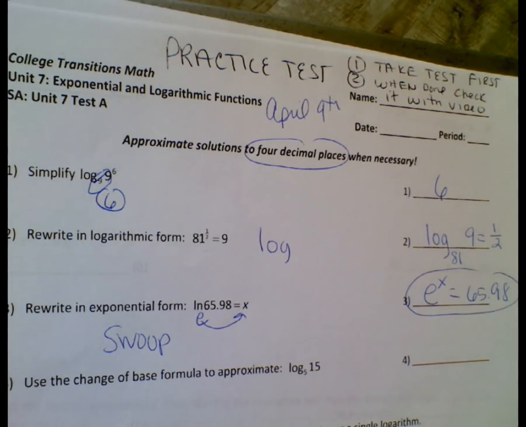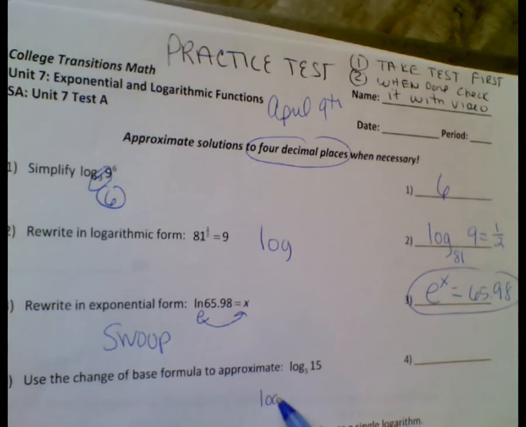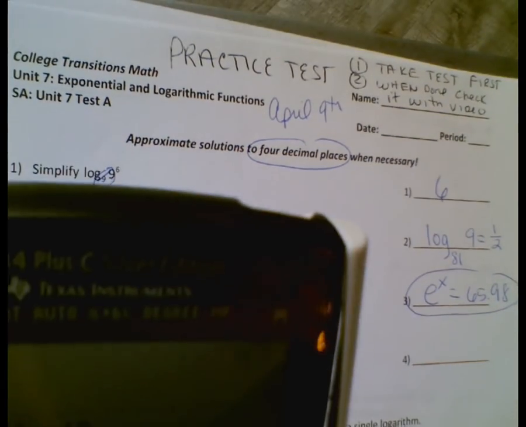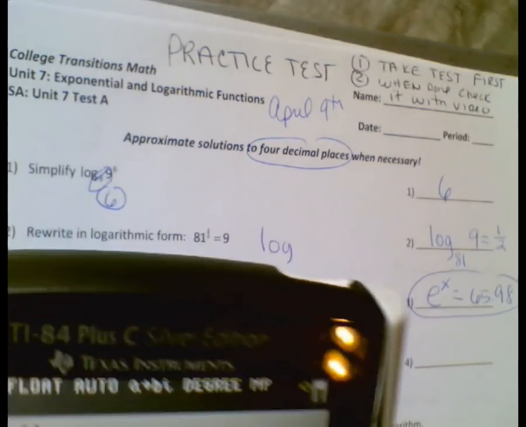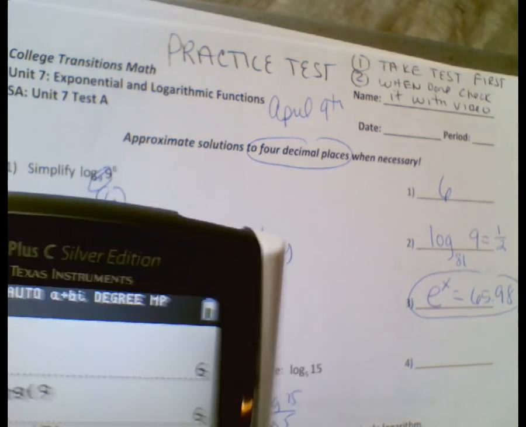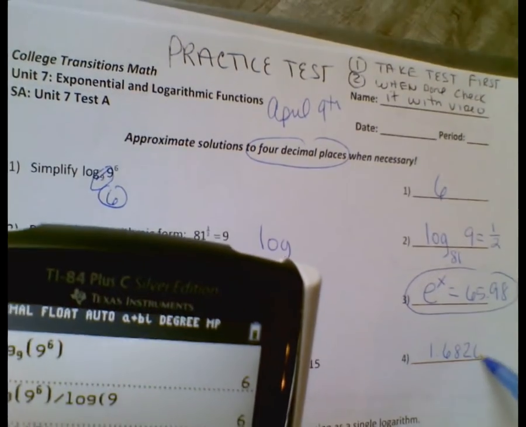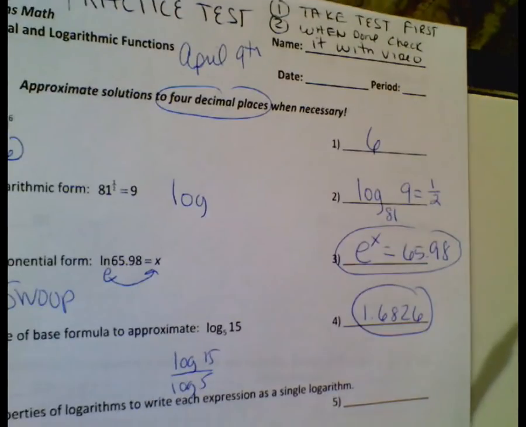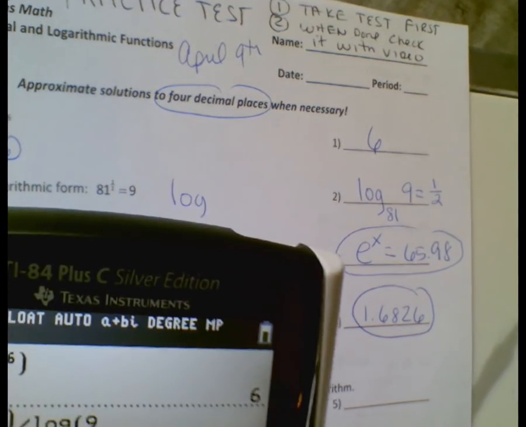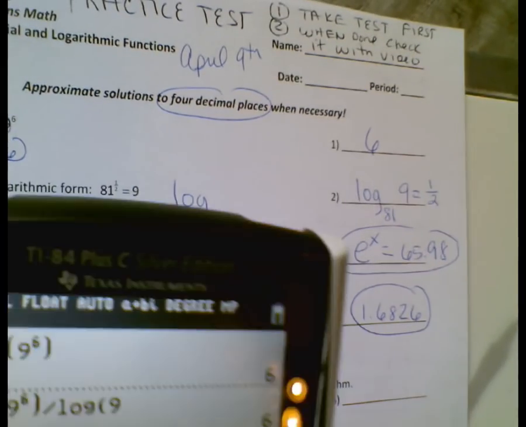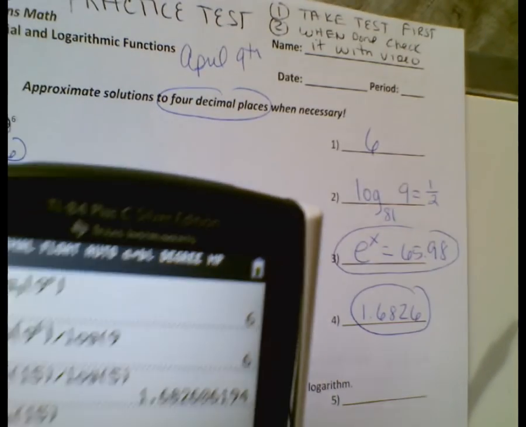All right, use the change of base formula to do this. You don't have to do this if you have the new calculator. So do log 15 divided by log 5. Log 15 divided by log 5 is 1.6826, to 4 decimal places. Okay. For the newer calculators, you just have to press alpha window 5. Put in the 5 here and the 15 here. The same answer.